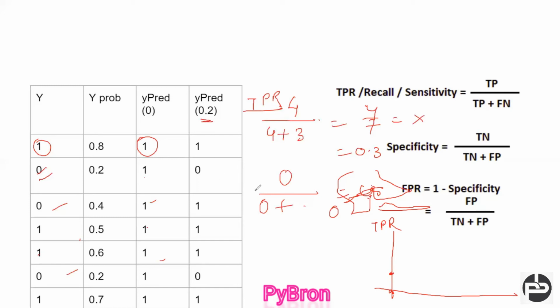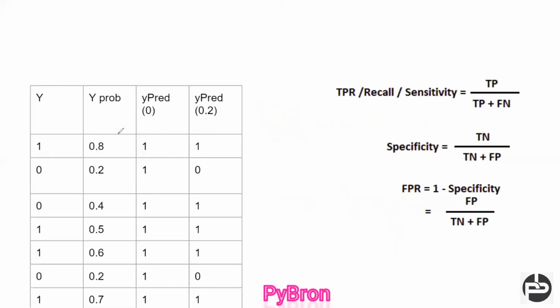In case of 0.2 also, one minute, let me clear this diagram. Similarly, I am going to calculate these things for the point at 0.2. So how many are truly identified as a 1? Just calculate that first. 1, 2, 3, 4. 4 divided by 4 plus the cases where it is actually 1 but identified as a 0. Are there any such cases? No, there are none, so it should be 1.